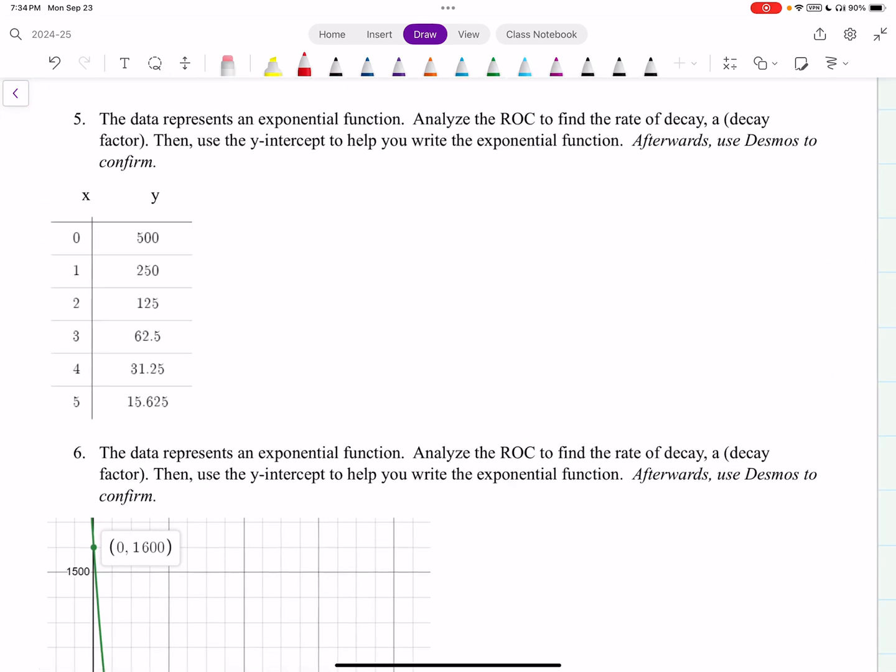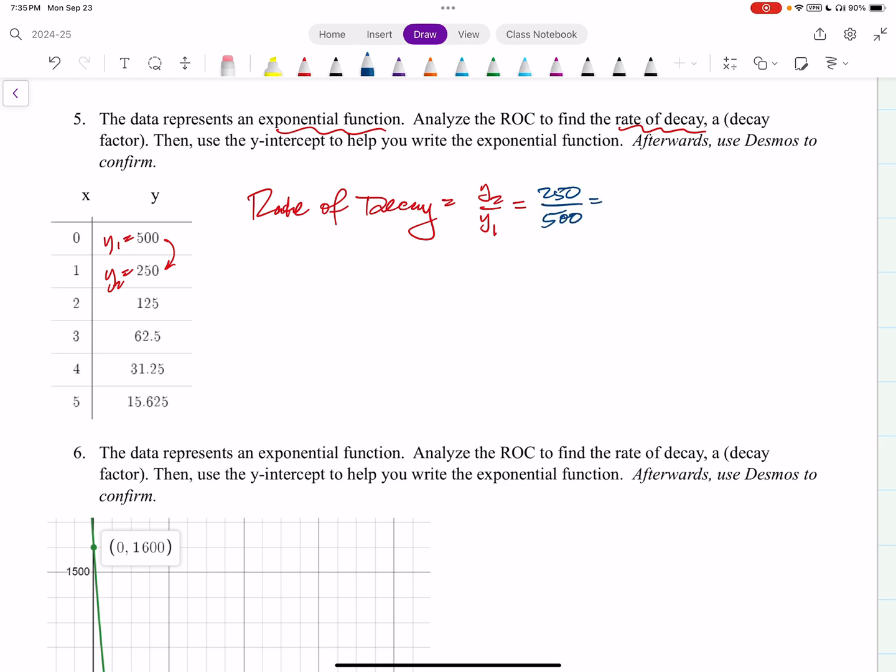Now when you notice that the values decrease right here, it's an exponential function, but this time it's decreasing, so we're talking about an exponential decay function. So we need to find the rate of decay. We're given an exponential function here, and you do it the same way you did before. You take y2 divided by y1. So y1 is 500, y2 is 250, and you get 250 divided by 500.